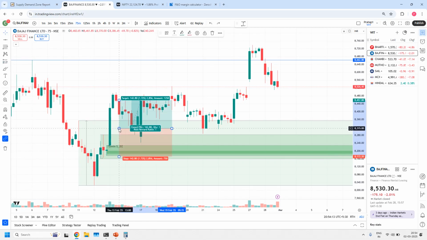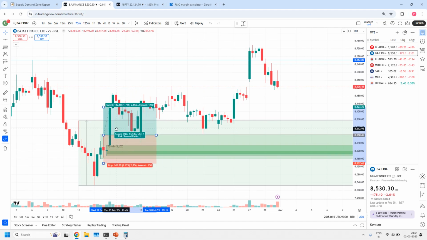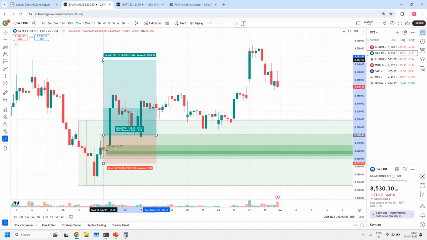Long position. Approximately I am drawing a stop buffer. Let us assume this could be your stop buffer. And this is your entry. And this is your all-time high, the target. We are short of receiving 1:3 RR.